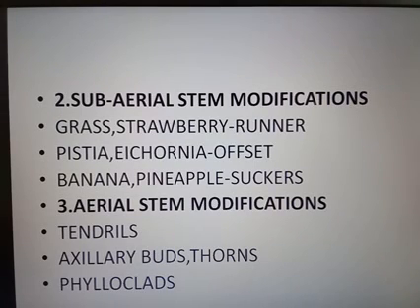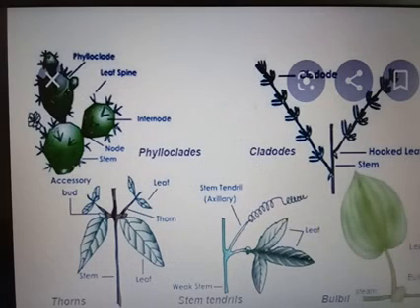Grass and strawberry are runner type, Pistia and Eichhornia are offset type, banana and pineapple are sucker type. Tendrils are axillary bud modifications seen in cucumber, pumpkin and watermelon. In the case of the grape, the vines are from the apical bud. Then in citrus and bougainvillea, the thorns are axillary bud. In Opuntia, the flattened stem is phylloclade.